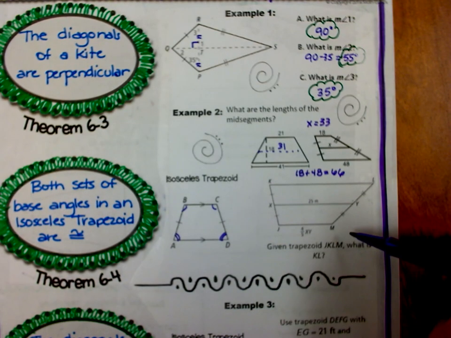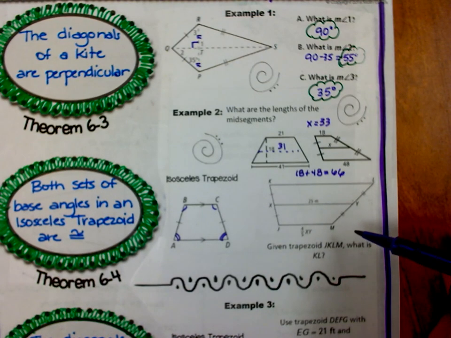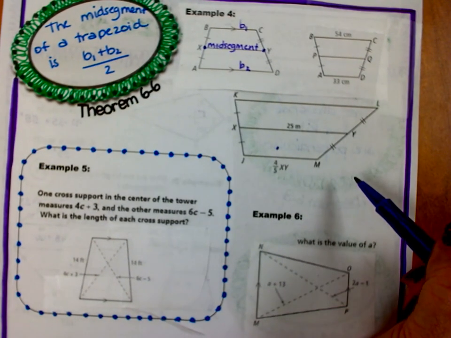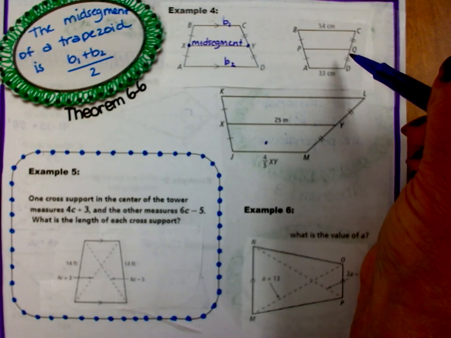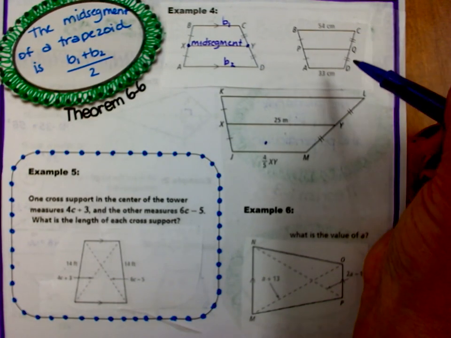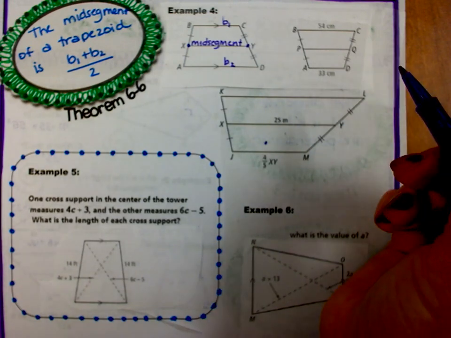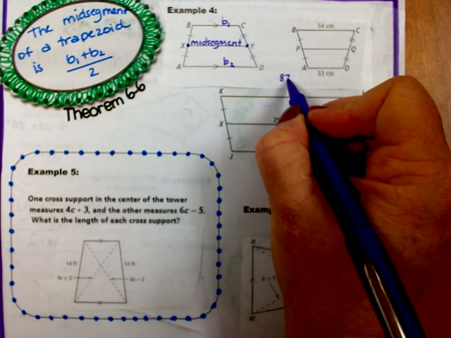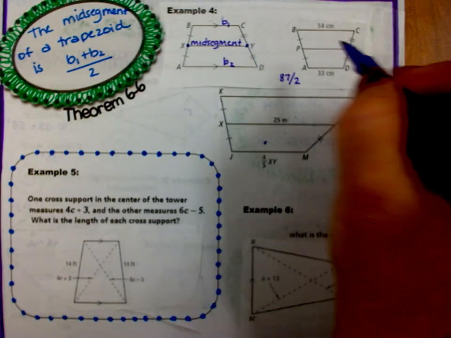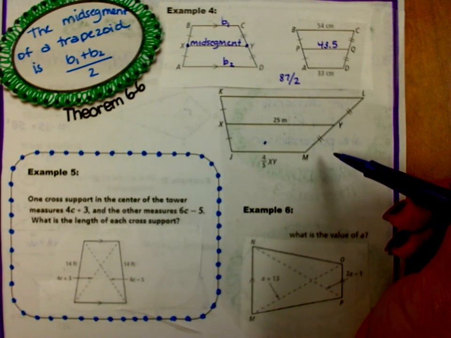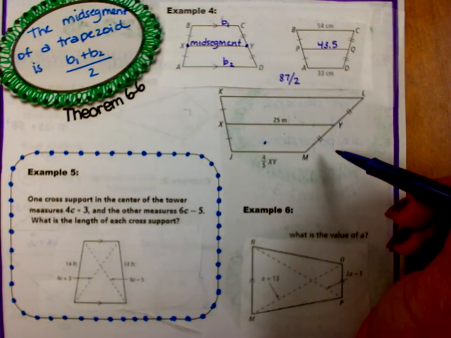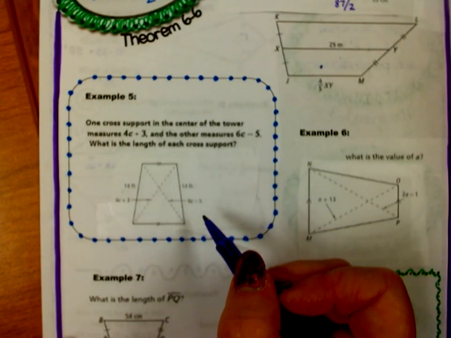This last one is a much more complicated example, and that one is also back here on the other page. So let's flip this back over. The first part of example 4 is pretty textbook. So we've got 54 and 33. So 54 plus 33 is going to be 87. When we divide that by 2, we're going to end up with 43.5. The second part is a little more complicated, and we're going to take a closer look at this in class. Okay, let's go to example 5.